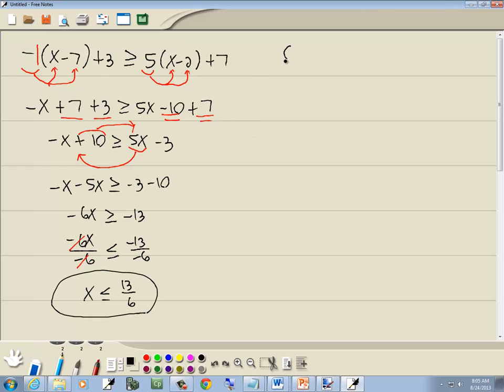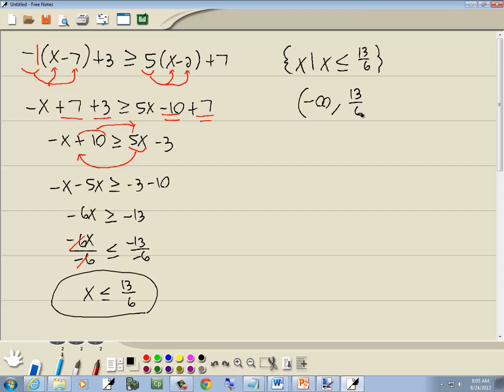Now, set builder. Put curly brackets around it, x with a vertical bar. And how you read that is that's a set of all x values such that x is less than or equal to 13/6. Now it's a less than, so it's going to negative infinity.